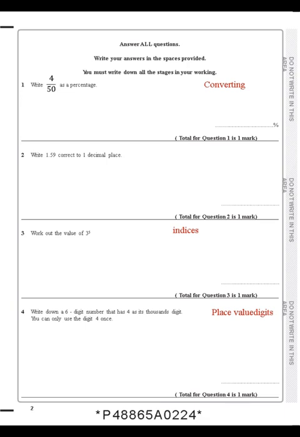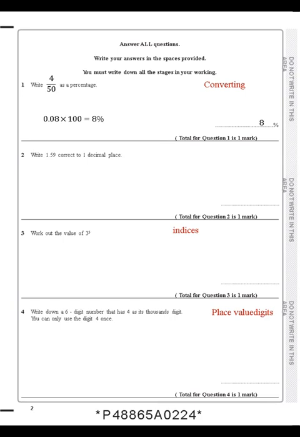Write 4 out of 50 as a percentage. So you can plug this into your calculator, which is equal to 0.08, multiply by 100 to give the percentage. Therefore, the final answer is 8%.